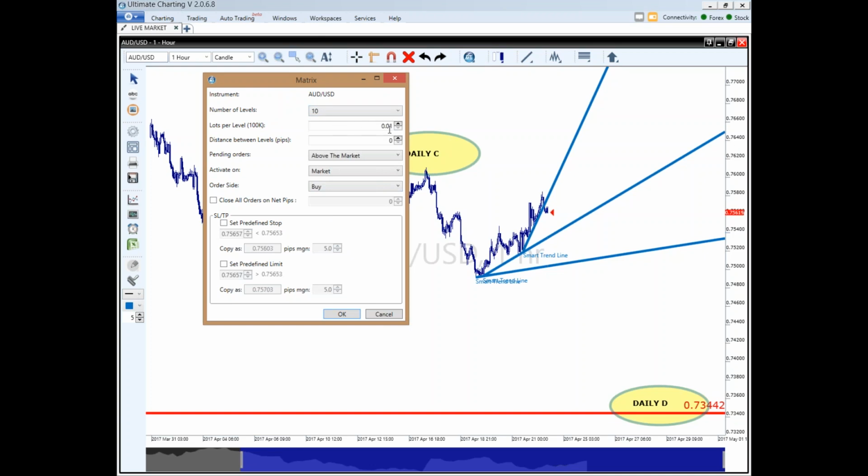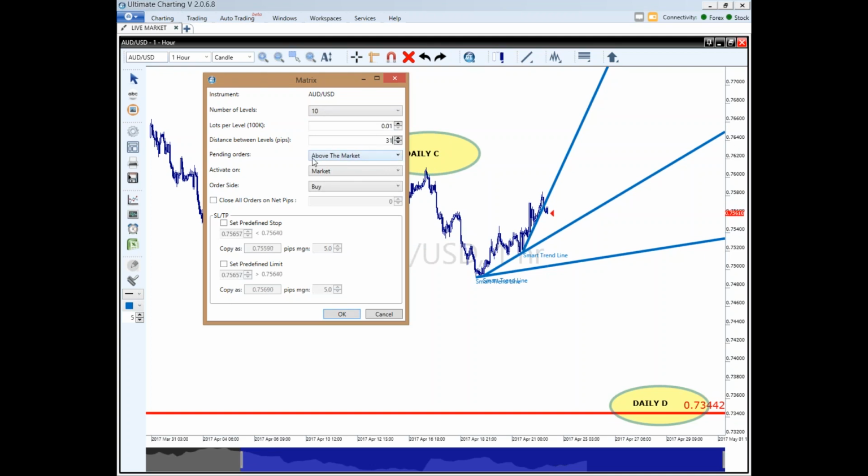How many lots per level? It's set up with 1 micro lot as a default, but you can go ahead and set it however you want. You can do 5 micro lots. You can do a mini lot. Right? You can do a standard lot. Really up to you. However many different lots you want for the levels. All right, let's keep it simple with 1 micro lot. The distance, we just figured out with the formula, is 31 pips.